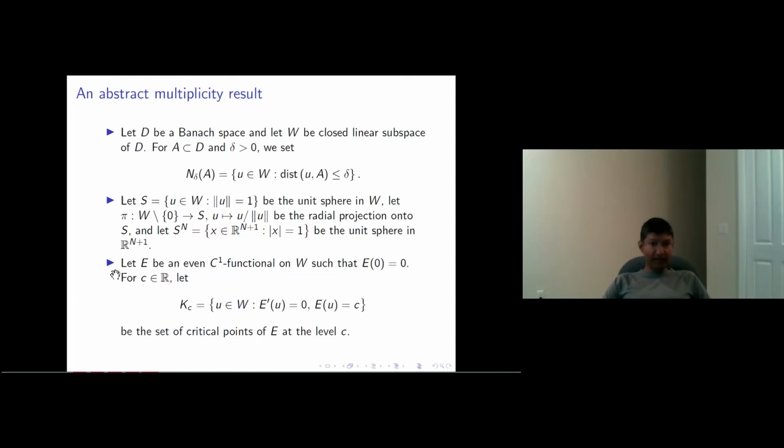And now suppose you have an even C1 functional E on W with E of 0 equal to 0, and we'll denote by K_c the set of critical points of E at the level c. So the main assumption here about E is that it's an even functional. So you have symmetry, E of u equals E of negative u for all u.